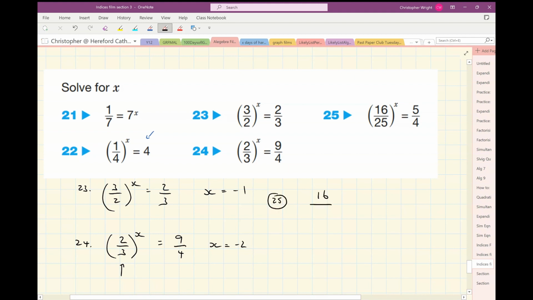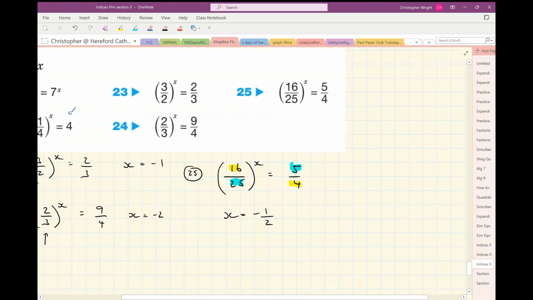16 over 25 to the power of x equals 5 over 4. Well, this 5 is linked to the 25, isn't it? And the 4 is linked to the 16. So we're definitely using the reciprocal of the fraction. So we've got a negative power. And then we've square rooted, haven't we? So x must be -1/2, because 16 over 25 to the power of -1/2 would give you 5 over 4.